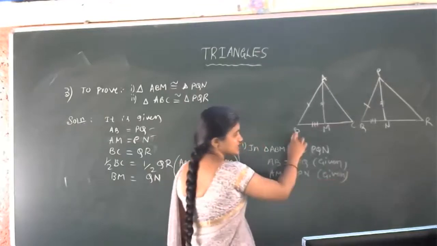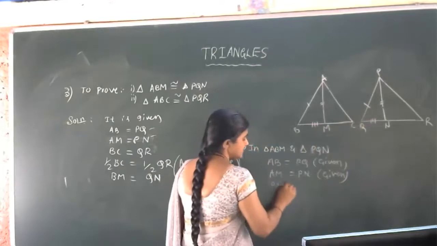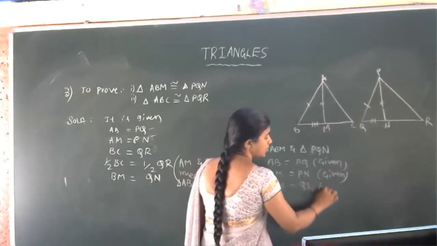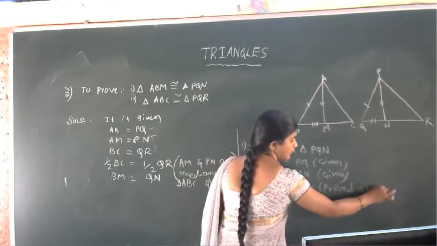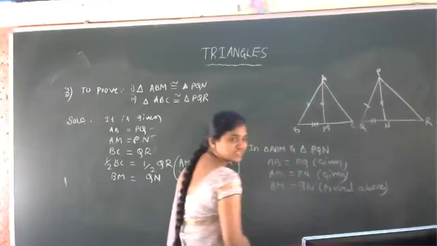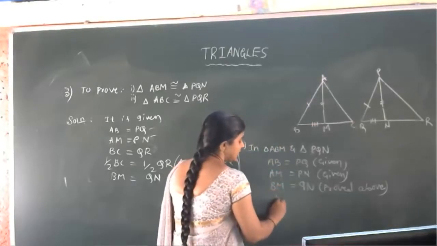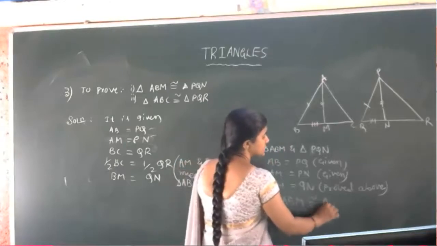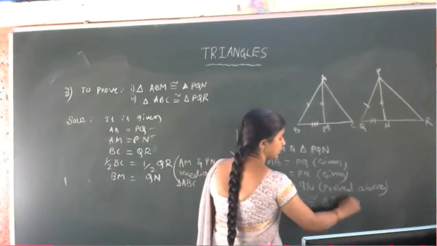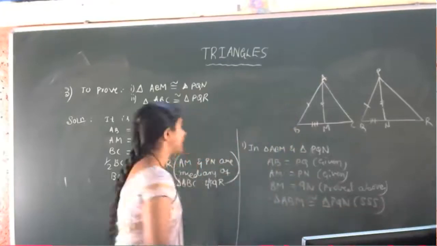Okay. Now, we just proved that BM is equal to QN. So BM is equal to QN, proved above. Now, which congruency criteria? Yes, therefore triangle ABM is congruent to triangle PQN according to the congruency criteria.